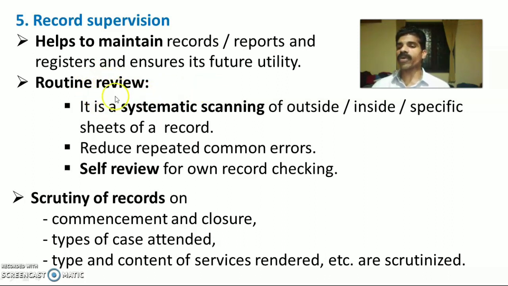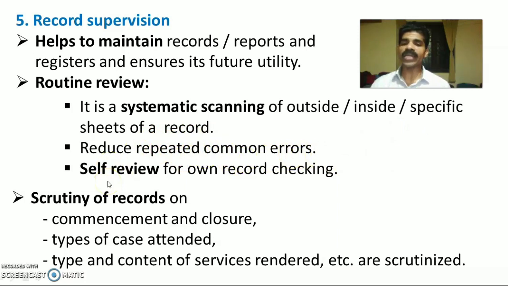Routine review under record supervision is a systematic scanning and examination of the outside, the inside, and each specific sheet of each record. This helps reduce the repeated common errors which occur during the documentation of various records and reports. Thus it reduces the repeated common errors in the records.